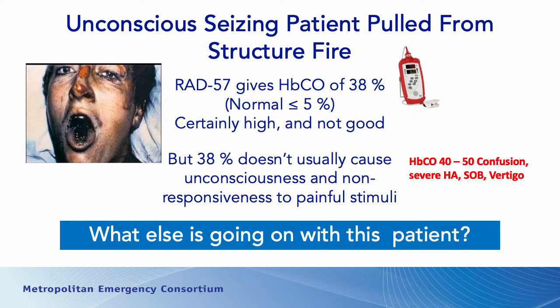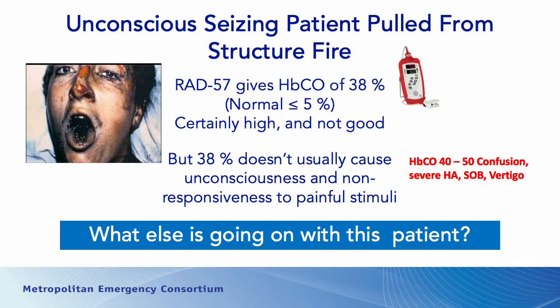Well, if you look at it, this is kind of more of the graphic I wanted to give you. You've got this patient, closed space fire. They've got sooting in their mouth. They've got facial burns. What are you going to think about? Could this be carbon monoxide poisoning? That's a possibility. You get your RAD-57 out. You put the sensor on the patient's finger. The patient's carboxyhemoglobin, or hemoglobin CO, is 38%.